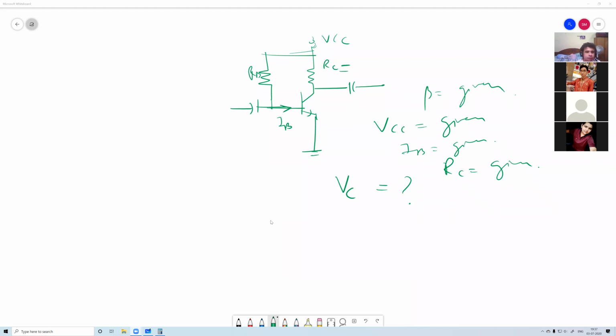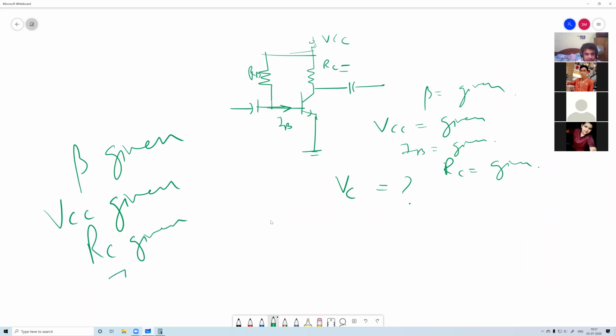Beta is given. Once again, VCC is given, RC is given. Sahiba has found IC from the beta formula. So what is VC? It's not that difficult. Look at the circuit once and you will understand. Apply Ohm's law. Another hint I am giving. I expected you to solve the problem without this, by the way. Exactly. Yes, finally, the right answer.